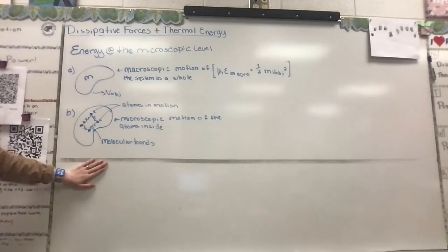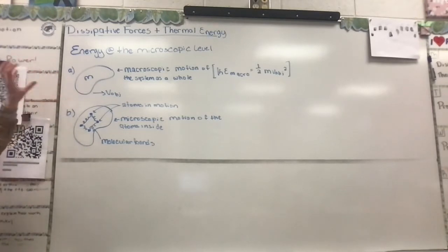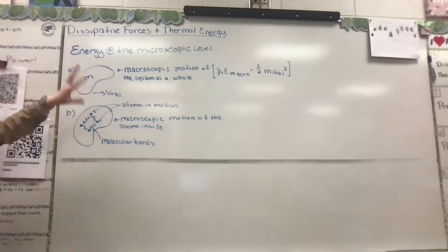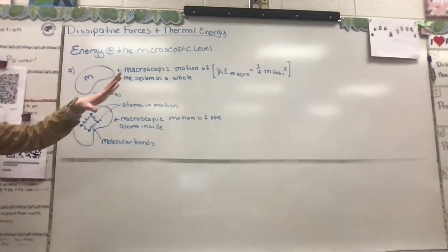We're going to talk about energy at the microscopic level. You can start writing now if you would like to, okay? So up here in example A, we have a macroscopic view of the entire system as a whole. It's a system, it has some mass m, and it's going at some velocity to the right.